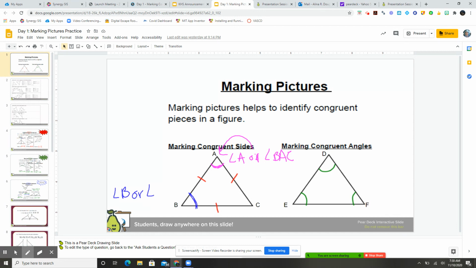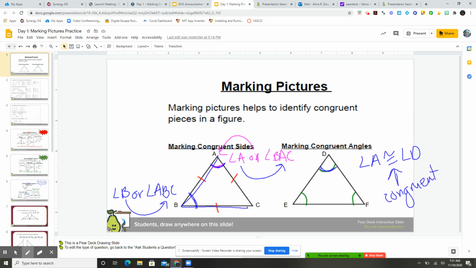How do I name it with 3 letters? A, B, C. I go from A to B to C. Notice that the B is the middle letter and the A is the middle letter, okay? So if I told you that angle A was congruent to angle D, you could say angle A is congruent to angle D. This symbol right here means congruent.